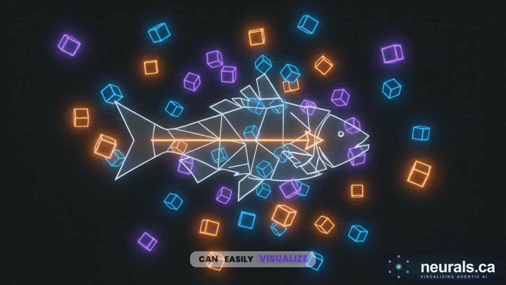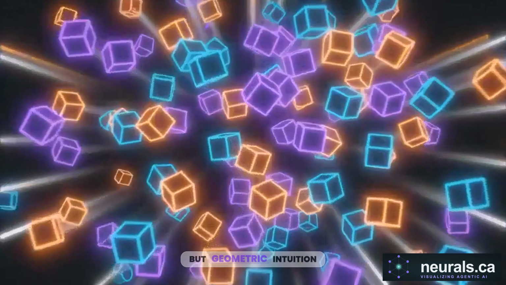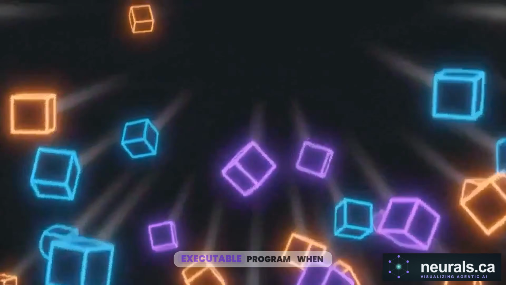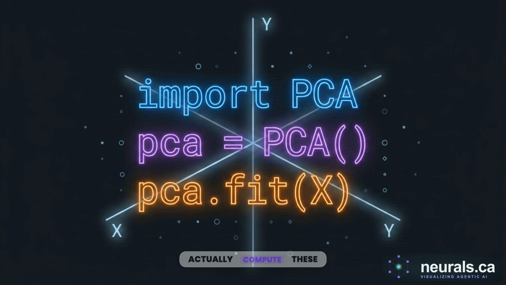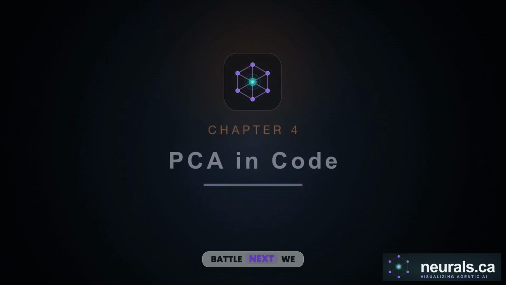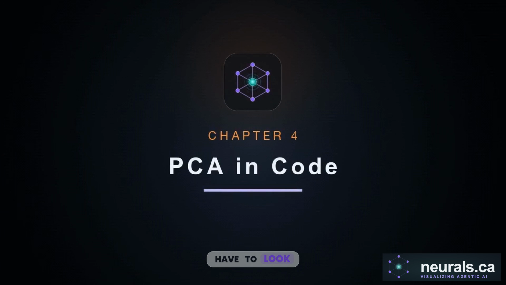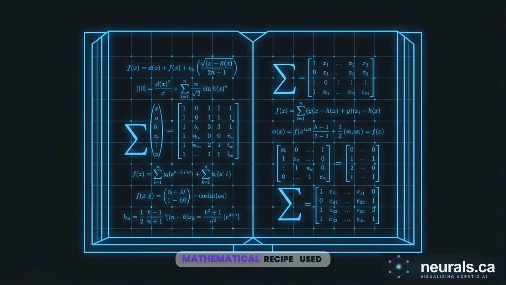We can easily visualize rotating a fish or drawing arrows through a scatter plot, but geometric intuition is not an executable program. When you're staring at a wall of 1,000,000 raw numbers, how do a handful of lines of code actually compute these specific axes without a human pointing them out? Understanding the rotation is only the first half of the battle. Next, we have to look at the exact mathematical recipe used to perform it on real data.